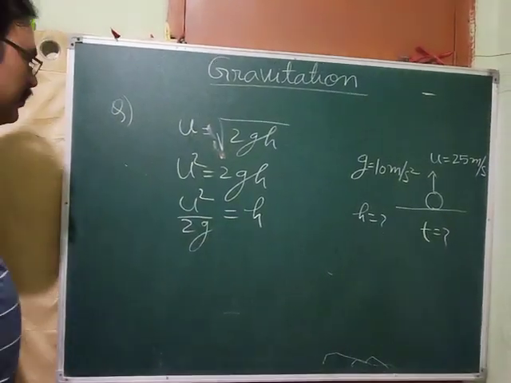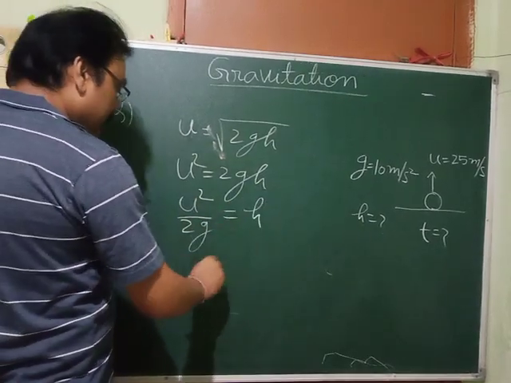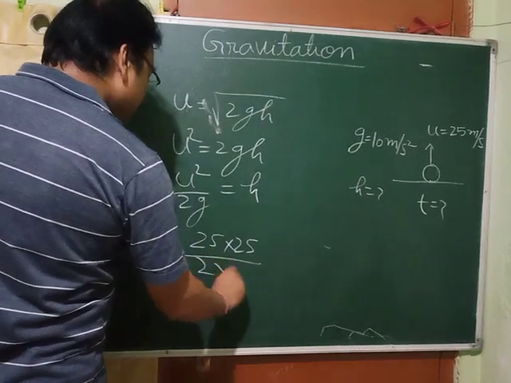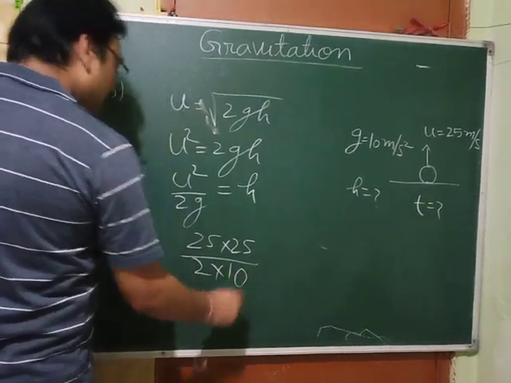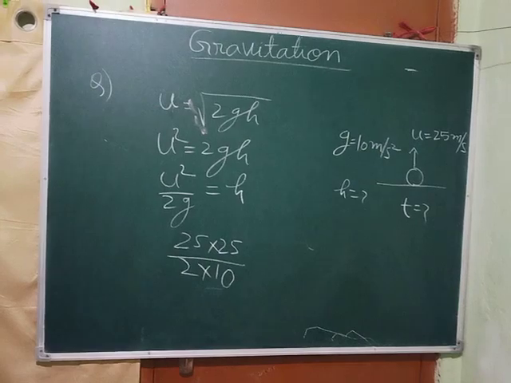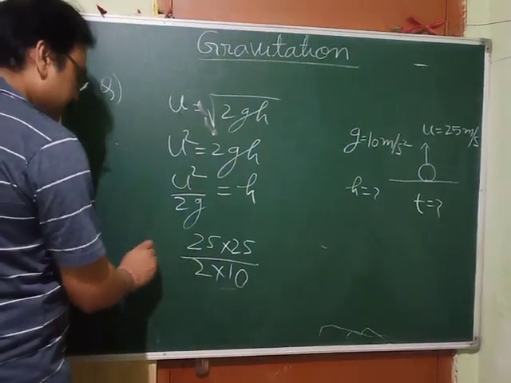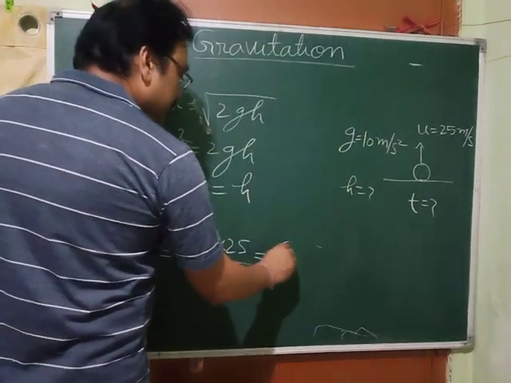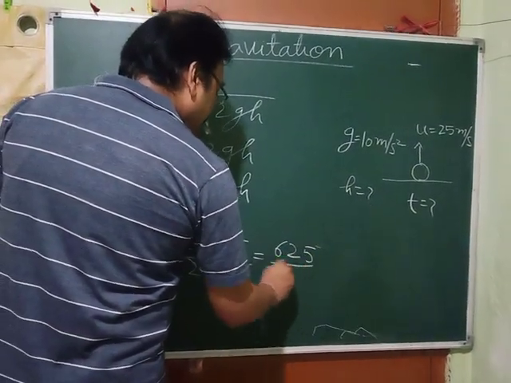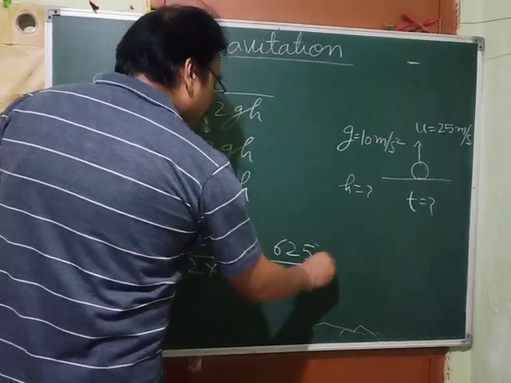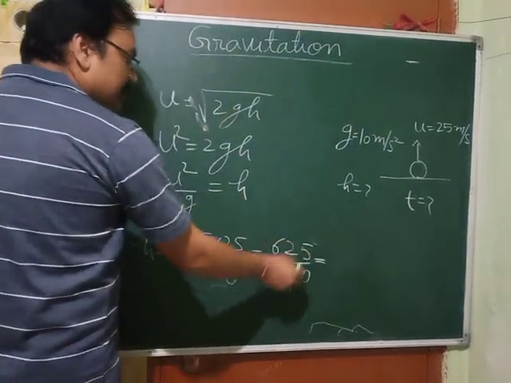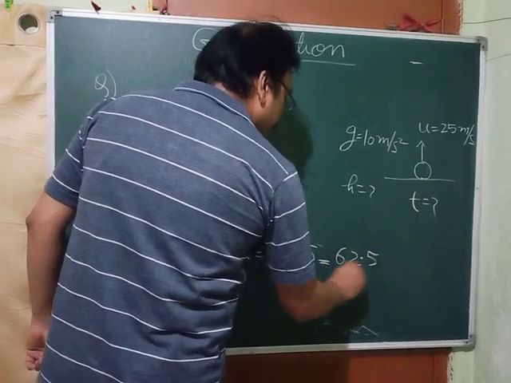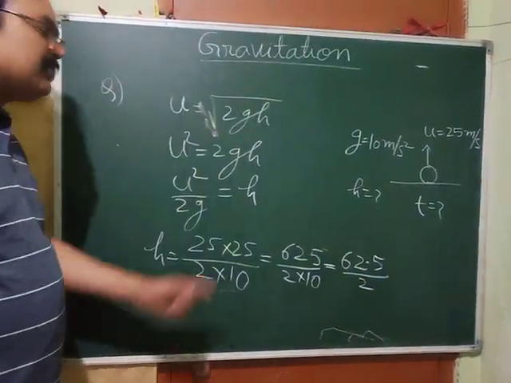Now what is the value of U? It is 25. So 25 into 25, upon 2 into g, which is 10. Now see what we will get. This is our h: 25 into 25 is 625, upon 2 into 10. You divide by 10, then the decimal will come here. So you can do that very easily: 62.5 divided by 2. Now you divide by 2.